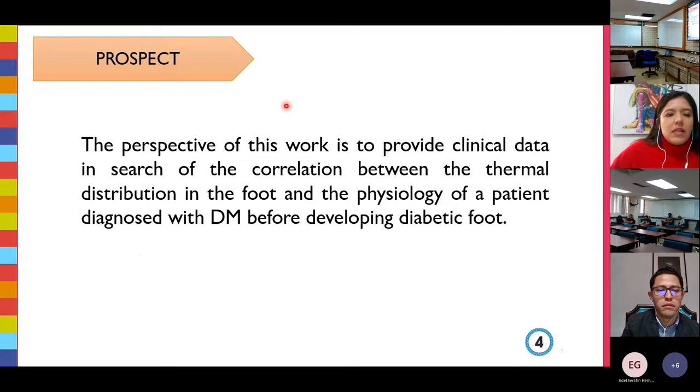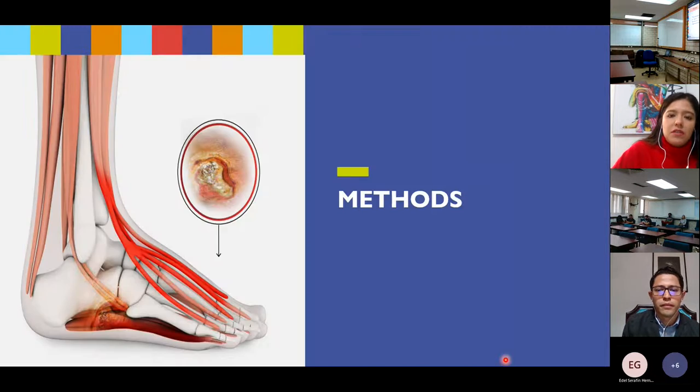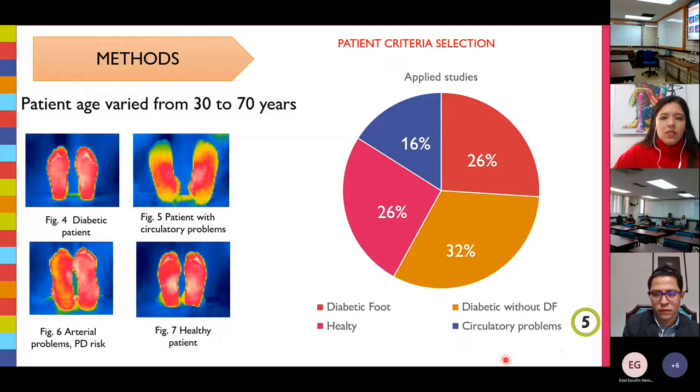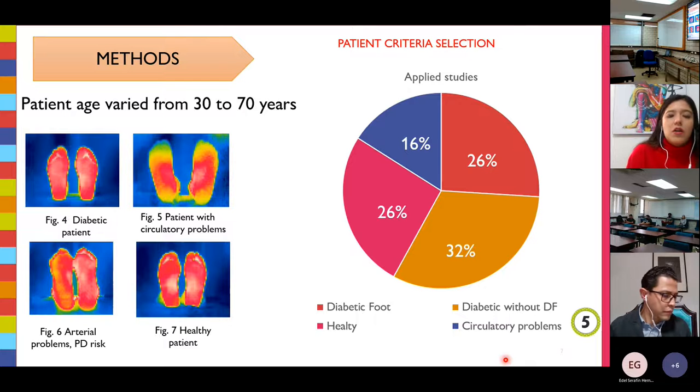We have prospects, and one of them is to provide clinical data in search of the correlation between the thermal distribution of the foot and the physiology of each diagnosed patient, in order to have some clear data to classify each patient. Talking about methods, for the selection of patients, the criteria of age and sex were omitted.